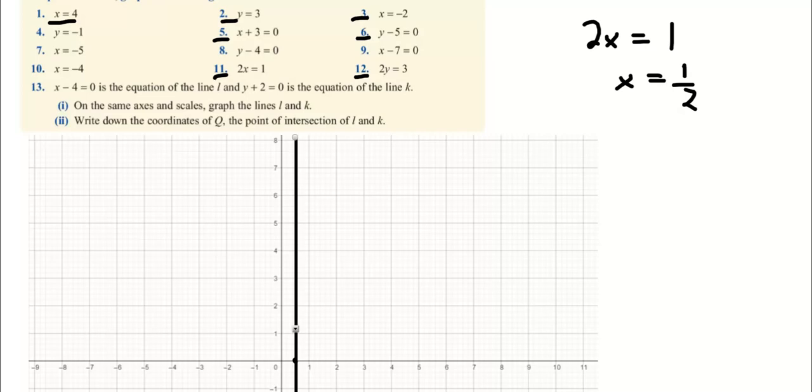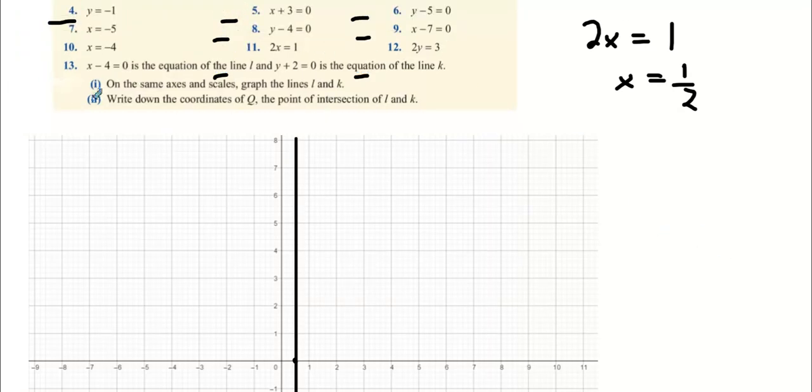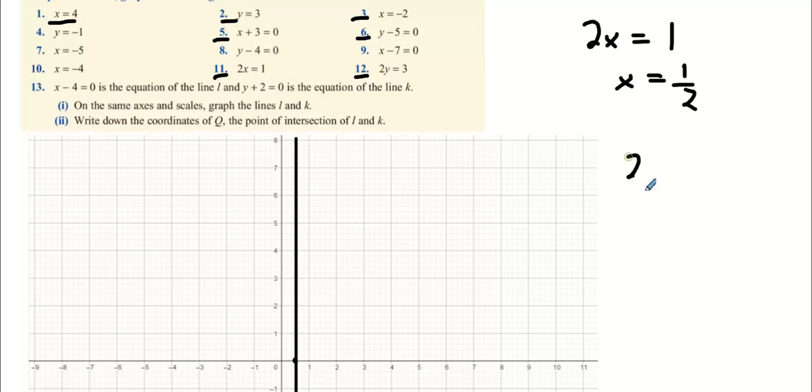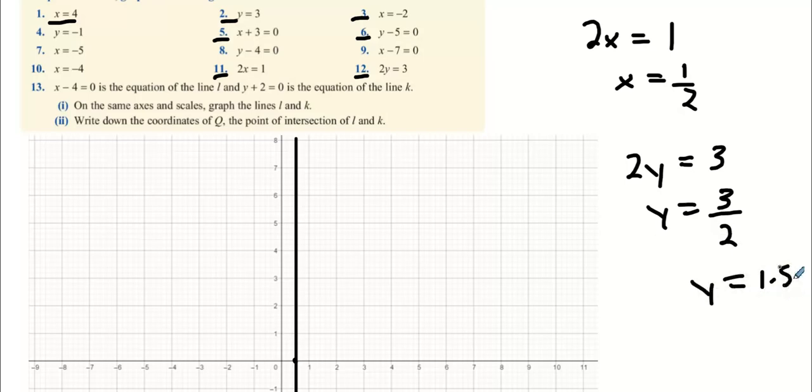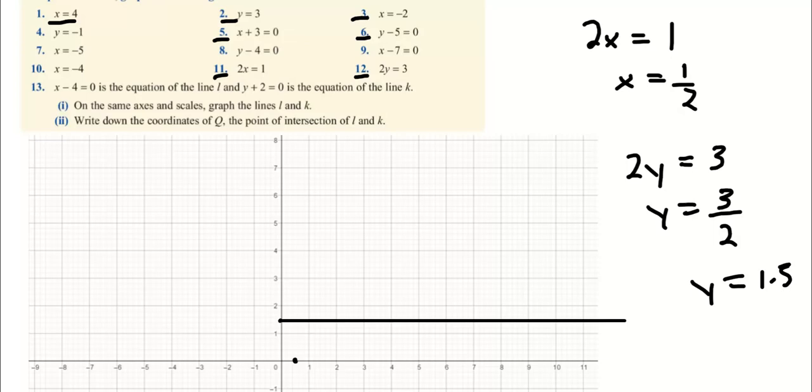And then we have 2y equals 3 for question 12. Y equals 3 over 2, which is y equals 1.5. 1.5 is halfway between 1 and 2. Put a line there. Get rid of this. And then do a line that goes through y equals 1.5. And there you go. Happy with that? There's y equals 1.5 all day long.